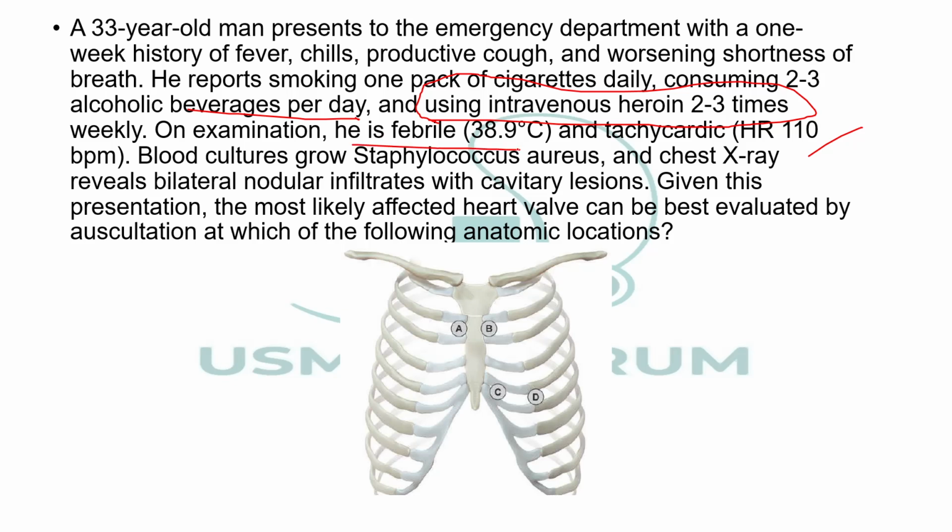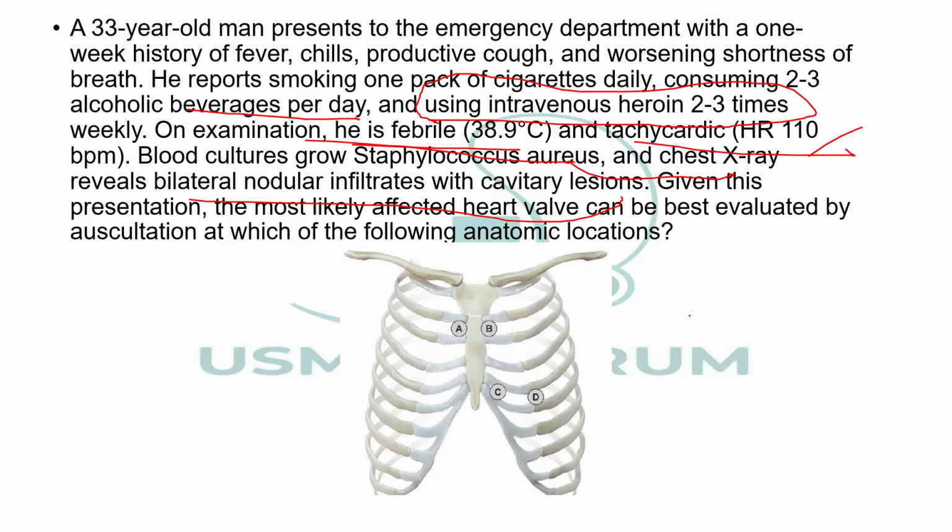He is febrile and he's tachycardic. And the blood cultures grow Staph aureus and the chest X-ray shows bilateral nodular infiltrates with cavitated lesions. Given this presentation, the most likely affected heart valve can be best evaluated by auscultation at which of the following anatomic locations? This is easy.